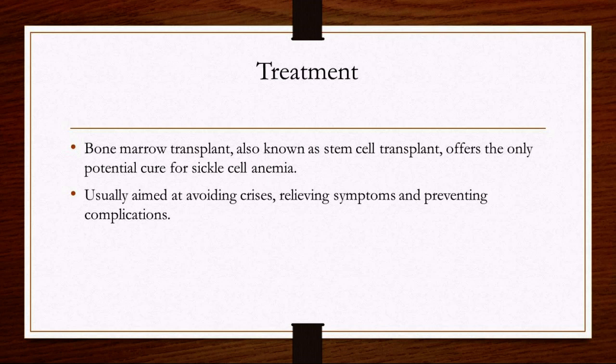Treatment usually involves, well, there are some treatments. Usually what I notice, at least in family practice, we usually just try and avoid crisis, relieve symptoms, and prevent complications. But you can do bone marrow transplants, also known as stem cell transplants, and that offers the only potential cure for sickle cell anemia. And like I said earlier, it usually needs to be done before the age of 16.